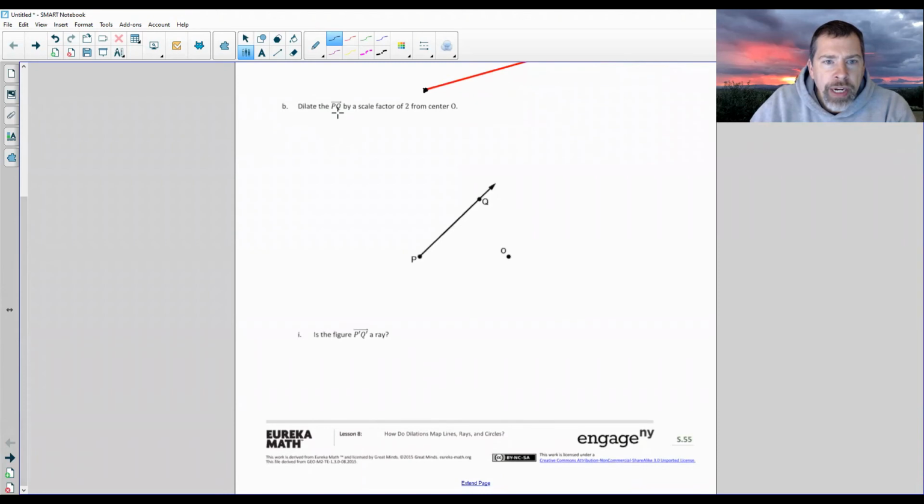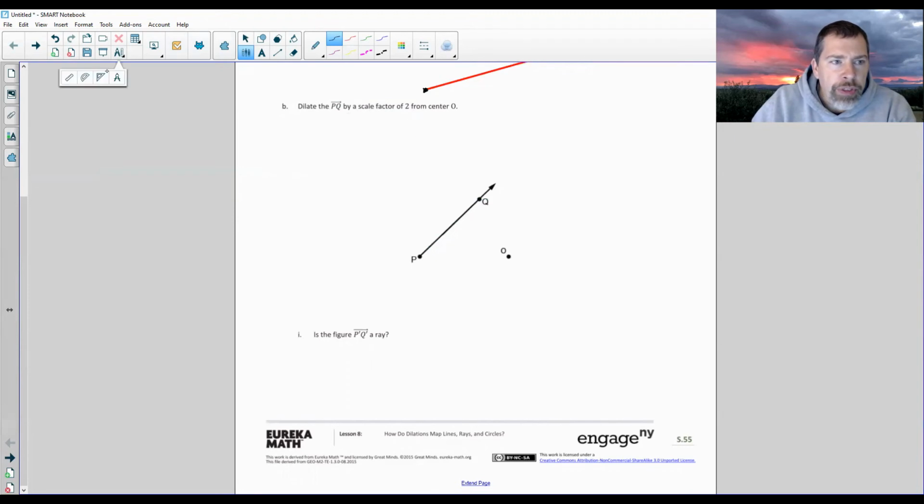Part B: dilate ray PQ by a scale factor of 2 from center O. Here they're going into more detail and calling it ray PQ. The two points used to name it: P is our starting point, the initial location, and Q is somewhere on the ray. So what we're going to be doing is simply moving Q somewhere else.